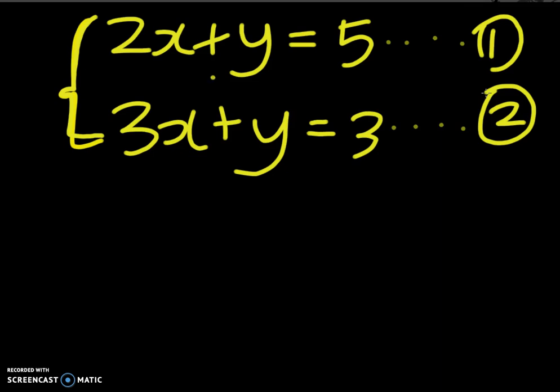For this one, since we can easily eliminate the y's, we use the elimination method, which means we subtract equation 1 and equation 2, and we get the value of x, and then substitute the value of x back inside one of these equations to get the value of y. Once you get x and y, you substitute both these values inside one of these equations, and your left hand side answer must match your right hand side answer.